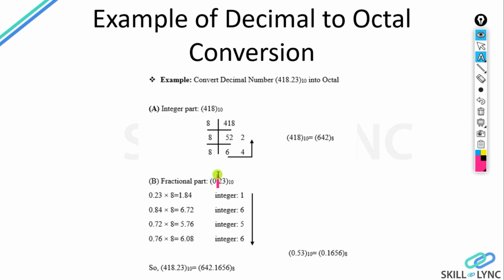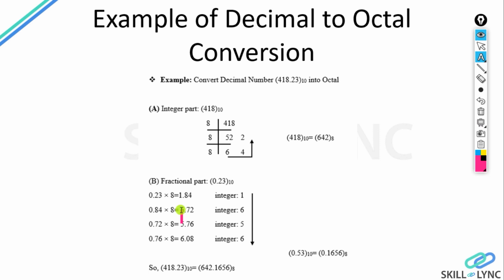Now for the fractional part, it is 0.23. Simple thing is 0.23 multiplied by 8. It is 1.84. We are not bothering about what is 0.84 and so on. We are just considering this one. Note down 1. Again multiply by 8. You are getting 6.72. We are only considering the integer part. Integer is 6. Then 0.72 multiplied by 8, it is 5. Then 0.76 multiplied by 8, it is 6. Now you will take the top to bottom approach. And the final answer will be 642.1656. Okay, this is the final answer.